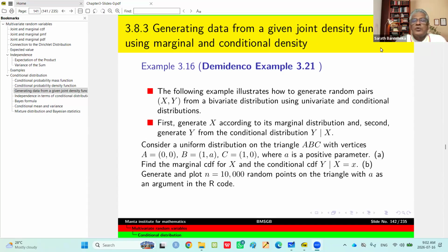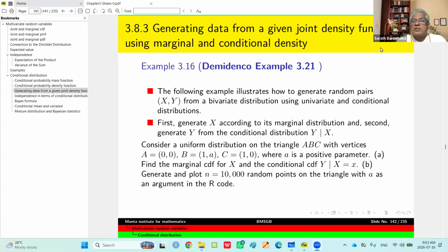So we have already covered the topics joint and marginal CDF, joint and marginal PMF, joint and marginal PDF. We have looked at the definitions and some examples of those. And then we looked at the connection to Dirichlet's distribution and then expected value.